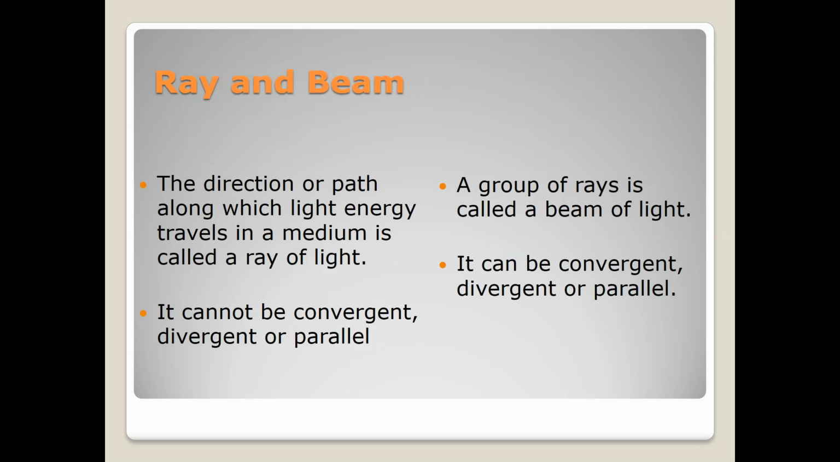Now, let's find out the differences between a ray and a beam. The direction or path along which light energy travels in a medium is called a ray of light. It cannot be convergent, divergent or parallel. Beam. A group of rays is called a beam of light. It can be convergent, divergent or parallel.